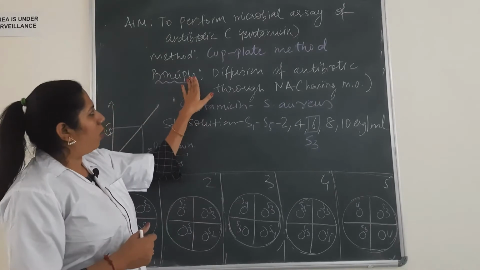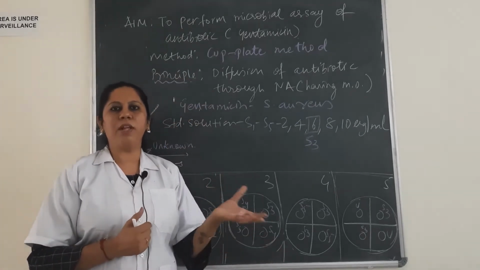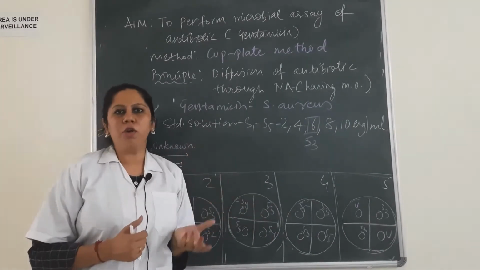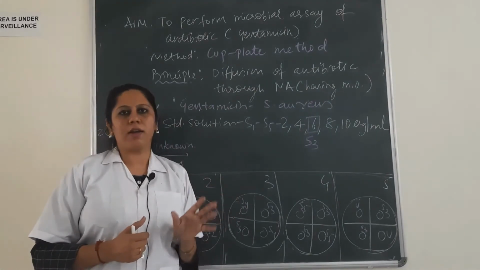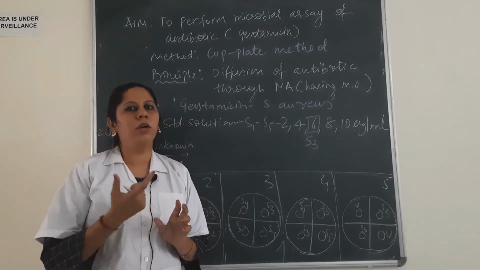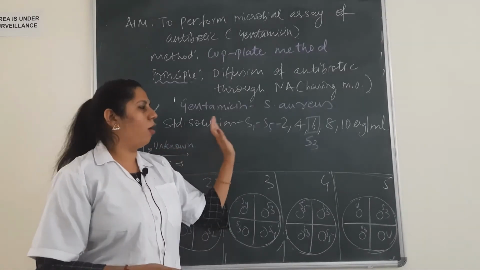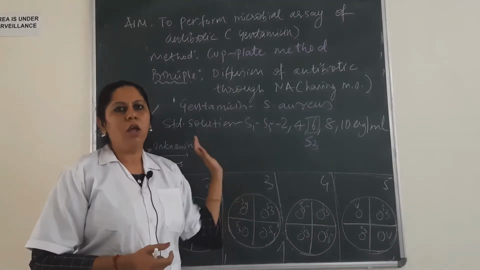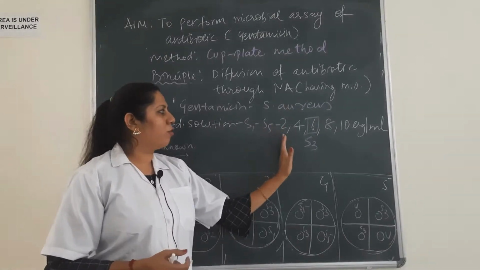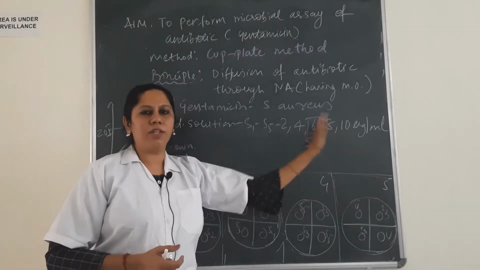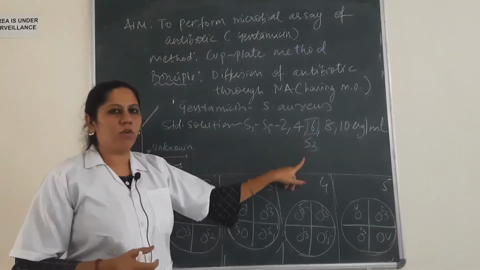So now, what is the principle behind the cup plate method? Cup plate method, as it suggests, is performed in Petri plates with the help of solid nutrient agar media. It is based on the diffusion of antibiotic through a solidified nutrient agar media which is previously seeded with a particular microorganism. What you require is a standard solution set of the standard antibiotic whose potency is already known, from S1 to S5. Here we will take 2, 4, 6, 8, 10 microgram per ml of the standard solution, in which you can see that S3 is the median concentration.